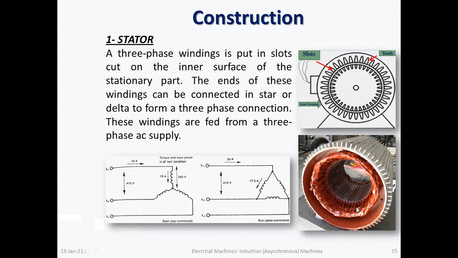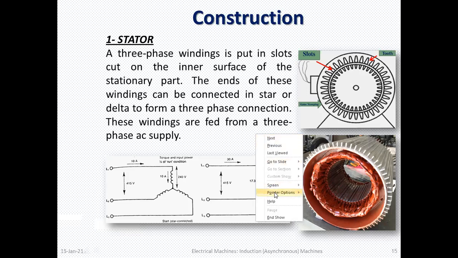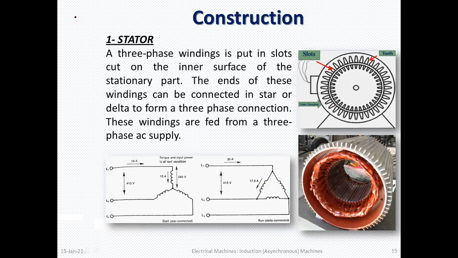EMF will be to oppose the cause which produces it. So the flux which produces it, the tendency is to oppose it. Whatever the direction of the rotating magnetic field is, opposition is possible only when the rotor starts to run in the same direction. I'm giving an example: suppose our rotating stator magnetic field is running in this direction, then the rotor will also start to run in the same direction to oppose the cause producing it.